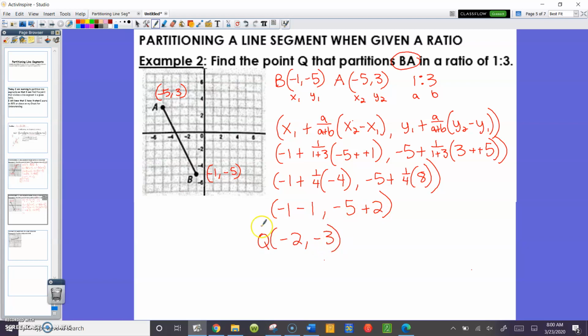So we have found point Q. Okay, so I'm going to go ahead and plot that point. -2, -3. So we are saying that when we travel from point B to point A, this point, point Q, partitions this line segment in the ratio of 1 to 3. So this would be 1, this would be 3.